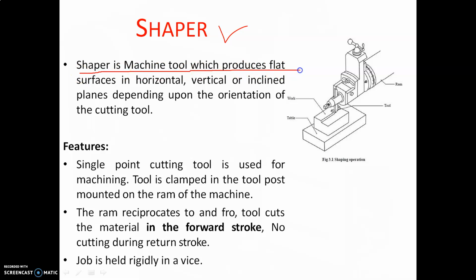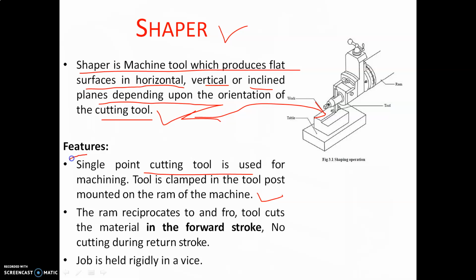Shaper is a machine tool which produces flat surfaces in horizontal, vertical or inclined planes, depending upon the orientation of the cutting tool. The surface completely depends on the orientation of the cutting tool. Clear? Next, a single point cutting tool is used for machining. The tool is clamped in the tool post mounted on the ram. Very important: the shaper uses only a single point cutting tool.